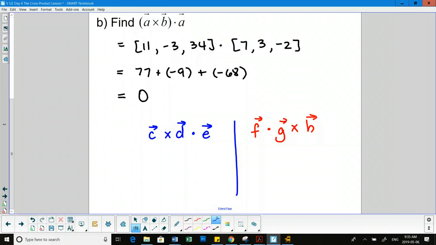We need to think about what we get from the dot product and what we get from a cross product. Suppose I did this first. What would I get from vector D dotted with vector E? A scalar. Can I cross a vector and a scalar? No. So the only thing that makes sense is that I do the cross product first, and then I dot that with my vector, because I can't cross a vector and a scalar. So cross product first always.